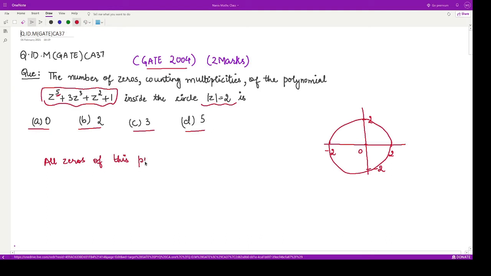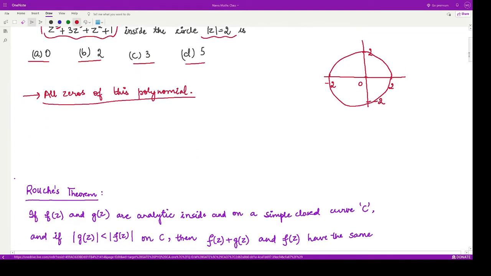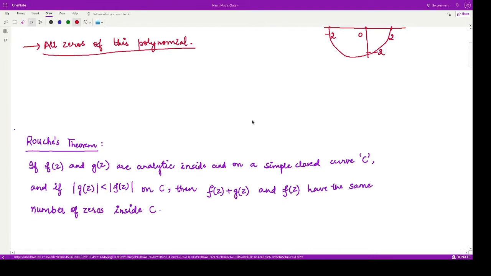So obviously that procedure would be lengthy, and in most cases you might end up finding 1 or 2 zeros and you may not be able to find all the zeros in the given amount of time. So what is the solution? The solution is given by this very beautiful theorem by that of Rouche, right?